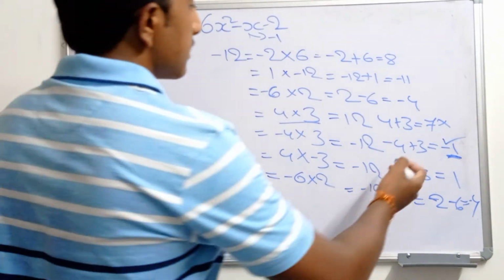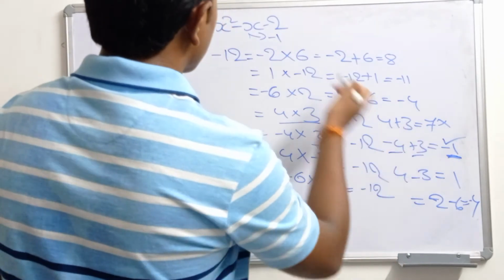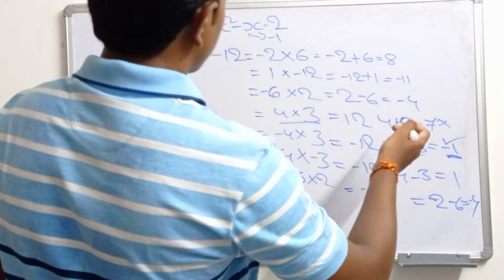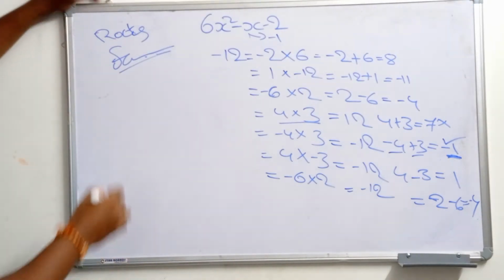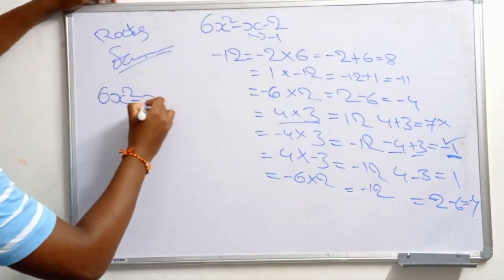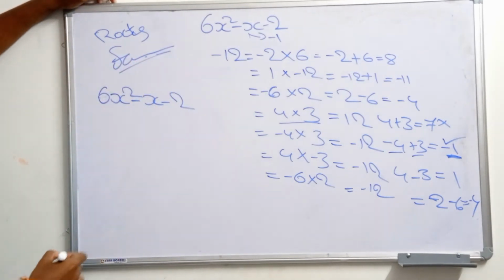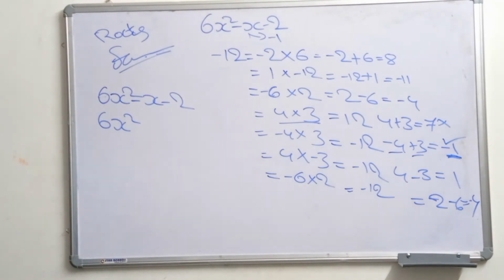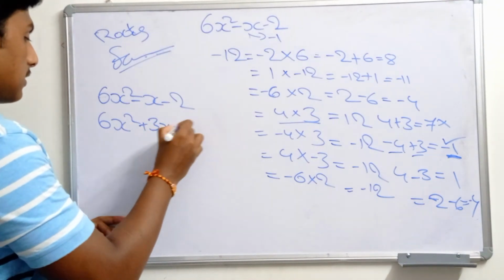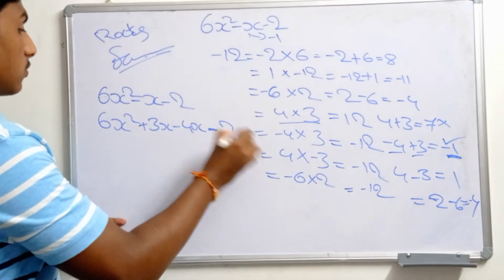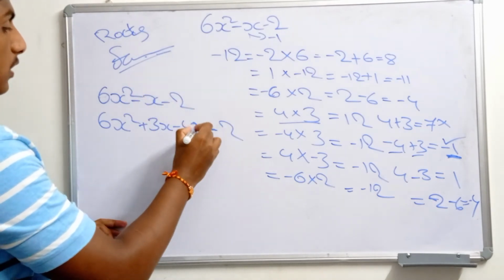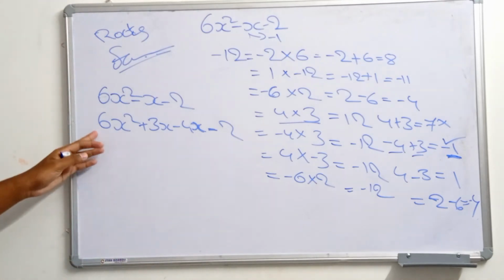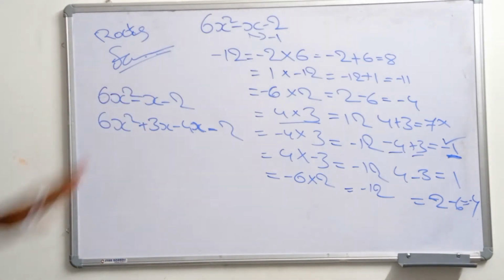2 minus 6 is equal to minus 4. So the suitable thing is minus 4 and plus 3, because 3 minus 4 is equal to minus 1 and 3 into minus 4 is equal to minus 12. So we'll split 6x square minus x minus 2. This can be split in such a way that minus x should be taken as 3x minus 4x, that means 6x square plus 3x minus 4x minus 2. Not to worry, 3x minus 4x means minus x. We are getting the same: 6x square plus 3x minus 4x minus 2.